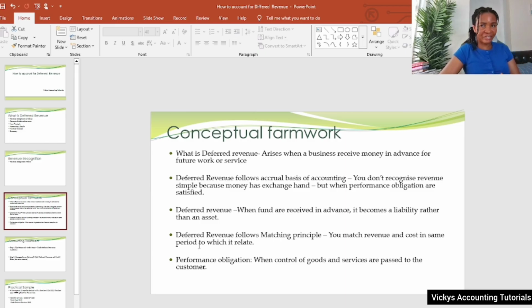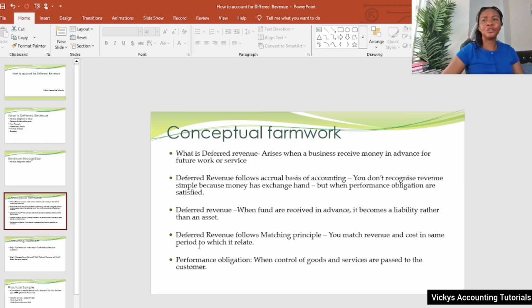We know that when you receive money, when you have money in your bank, we classify it as an asset. But in the case of deferred revenue, because you're yet to actually perform your obligation, you have to classify that as a liability. This is based on the conceptual framework and the accrual-based principle. The accrual principle is there to ensure that you recognize revenue at the time you earned it, right? At the time you have performed your obligation. That is the accrual principle.